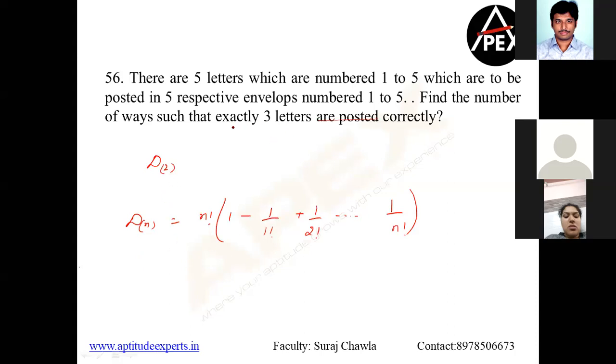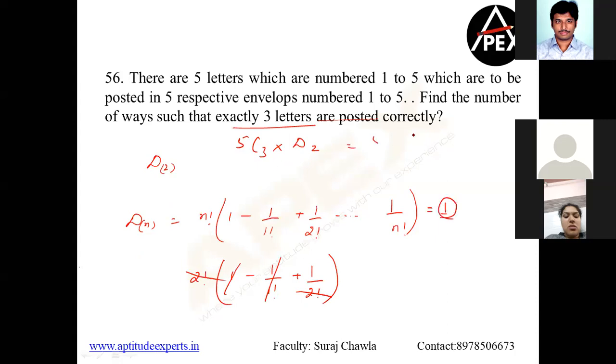So in a way, the right answer for this question is 5C3 into de-arrangement of two objects. So that's 2 factorial into 1 minus 1 by 1 factorial plus 1 by 2 factorial. So this and this get cancelled, 2 factorial and 2 factorial get cancelled. So de-arrangement of two numbers is only one way. So 5C3 into 1 becomes your correct answer. This question had appeared in TCS, I guess, 2 years ago. Clear?